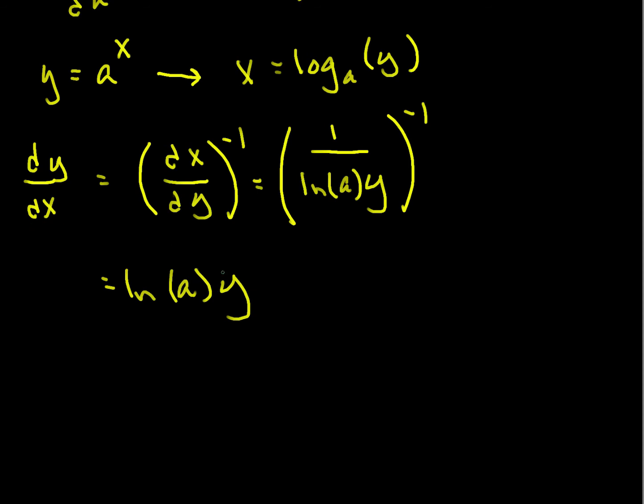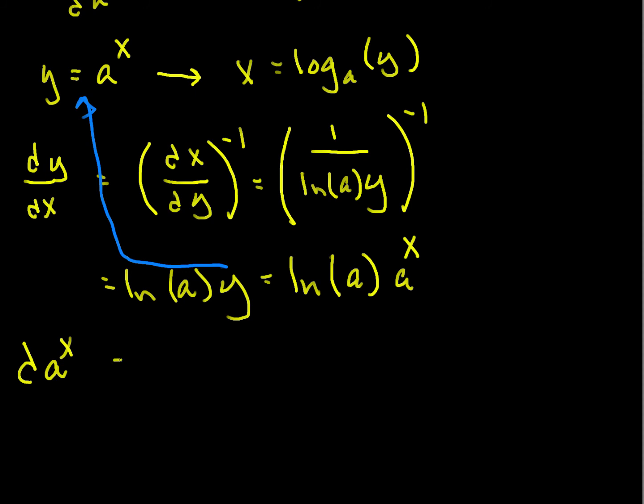Now we want to know dy dx, and we've got a y in here. Our dependent value should be x, but we know how y is defined: it's defined up here as a to the x. So the derivative of y with respect to x is simply equal to natural log of a times a to the x. Writing it out in differential form, d a to the x is equal to natural log of a times a to the x dx.